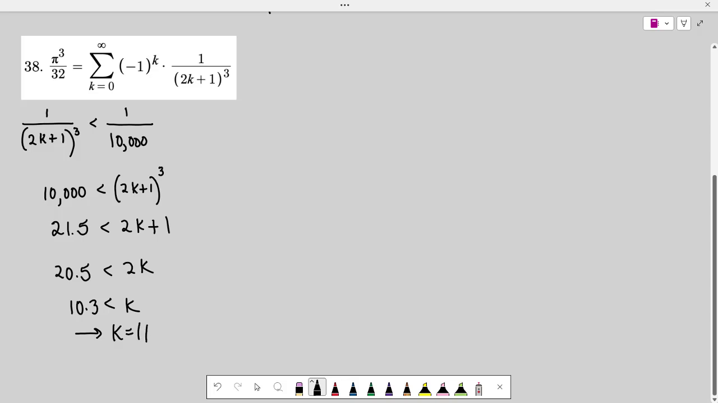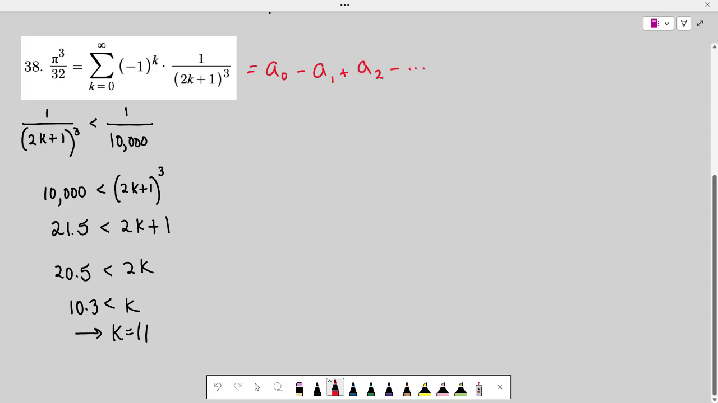We get k is 11. And then how many terms are you going to add together if k is 11? Let's see. This is going to start out as an a sub 0, and that a sub 0 is going to be positive. And then a sub 1, when that's odd, is going to be negative. So this is what the sequence looks like.